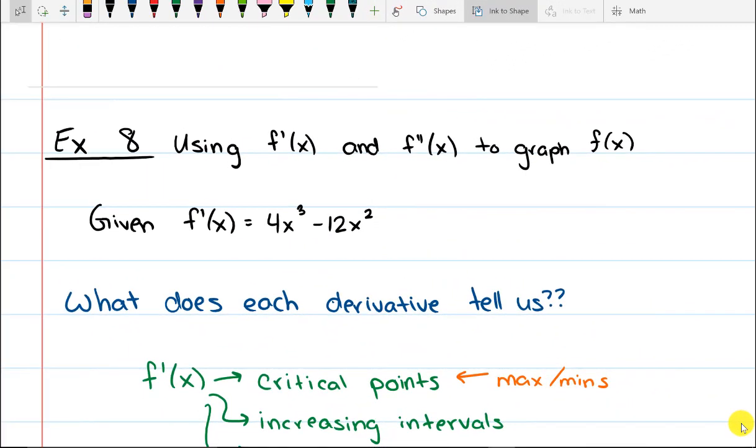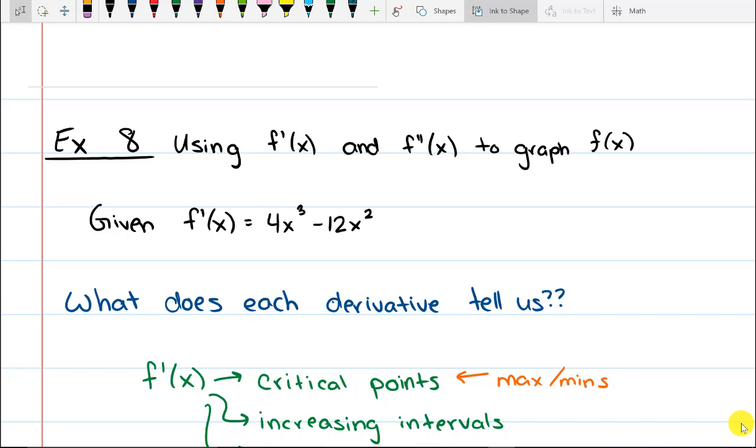Example 8. Using f prime of x and f double prime of x, so using the first and the second derivative to graph f of x, given the derivative. So we've explored something like this back in example 3 or 4, and we talked about how, if you're given the graph of the derivative, you graph the original function. So now we're going to do the same thing, except this time instead of being given a graph, we're going to be given a function.